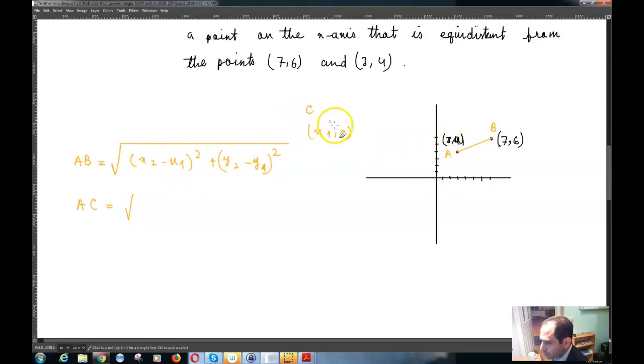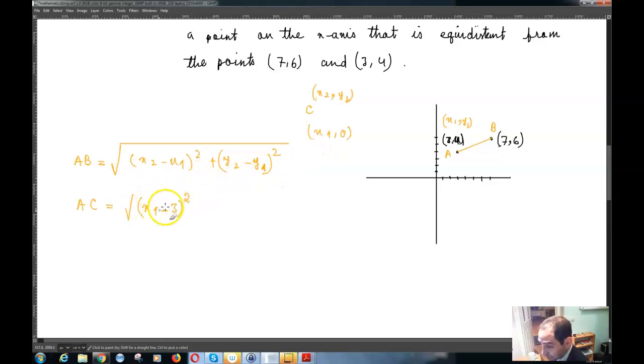x2 minus x1, which is x1 minus 3, whole squared. So I'm taking this as x1, y1, and this as x2, y2 in this formula. Otherwise the coordinate of the point is actually x1. These just refer to the notation that we have used in the formula. I'm not changing x1 here.